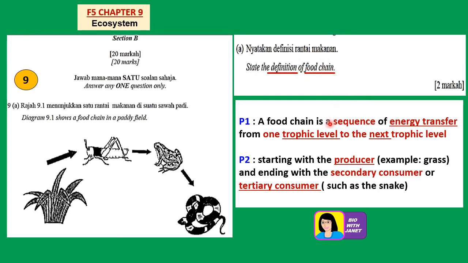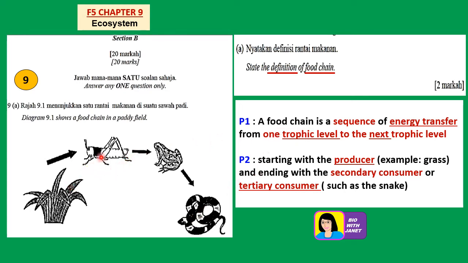food chain is a sequence of energy transfer from one trophic level to the next trophic level, starting with the producer, for example the grass, and ending with the secondary consumer or tertiary consumer. In this case, it's the tertiary consumer, the snake. So the producer is eaten by the primary consumer, and the primary consumer is eaten by the secondary consumer. Secondary consumer, the frog, is eaten by the snake, right? And the food chain is a sequence of energy transfer, all right?